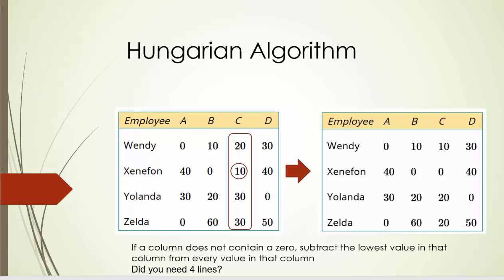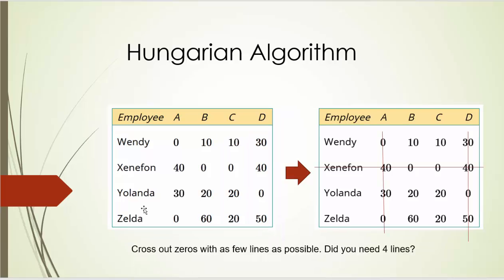Now, the question is going to be again, can you get rid of the zeros with less than 4 lines? Before I show you, let's have a think about it. You could go down column A, you go along Xenophon, and you could go down column D, and you've got rid of all your zeros with less than 4 lines, so the answer is still no. I did not need 4 lines, and that's one way of crossing them out. No, we didn't need 4 lines, so we need to move on.